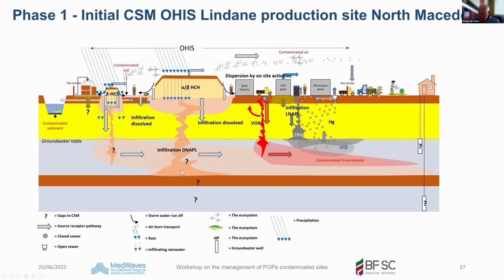Here a DNAPL is formed by components that are heavier than water and they accumulate on aquitards. And here this TPH, which is lighter than water, forms an LNAPL, so a floating layer on the groundwater level. And this is the groundwater level.